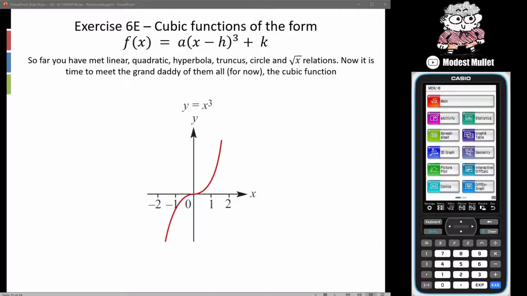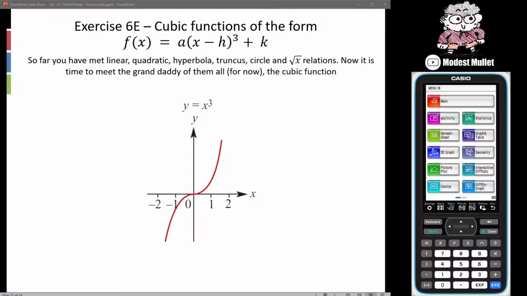Hello all and welcome to this next video as we continue our journey into looking at polynomials of degree 3 or higher. Today we'll be looking at cubic equations in their, I guess, general form, which as written there is (x − h) all cubed plus k.